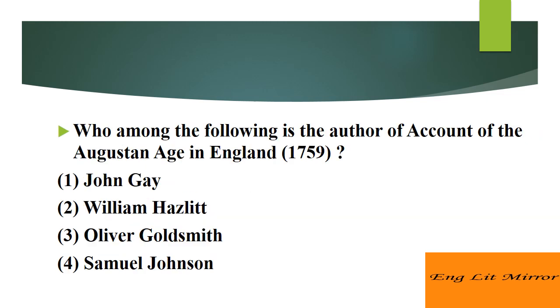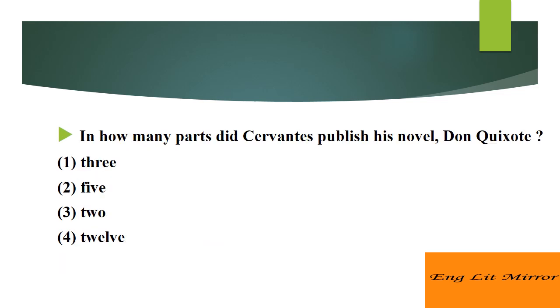Who among the following is the author of Account of the Augustan Age in England, published in 1759? Answer is option 3, Oliver Goldsmith. In how many parts did Cervantes publish his novel Don Quixote? Answer is option 3, 2.